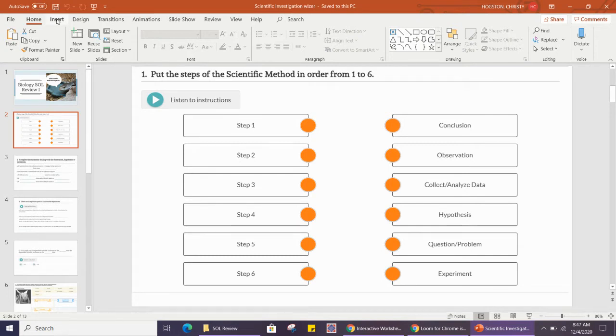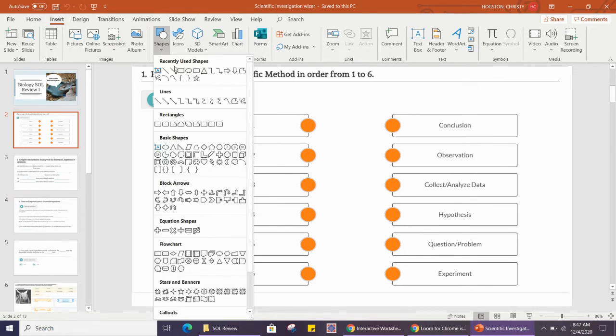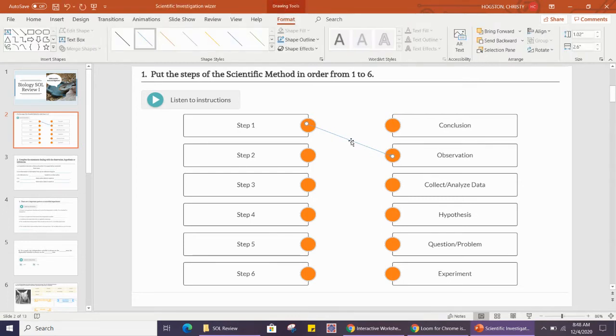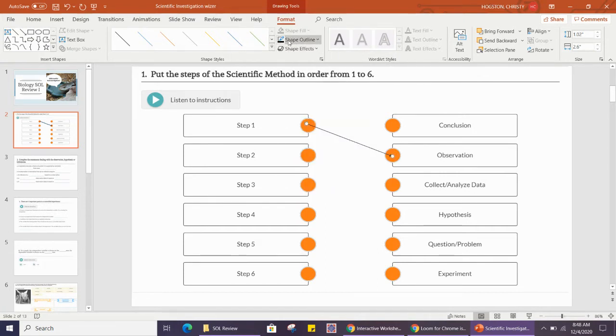Now, I'm going to do mine with a little drawing of the arrows. Back to my memory device, only people have eggnog during Christmas. So step 1 is going to be an observation. When we're talking about observation, we're talking about using our senses to detect things in the natural world. So we can see something, we can hear something, we can smell something, taste something, or touch something.